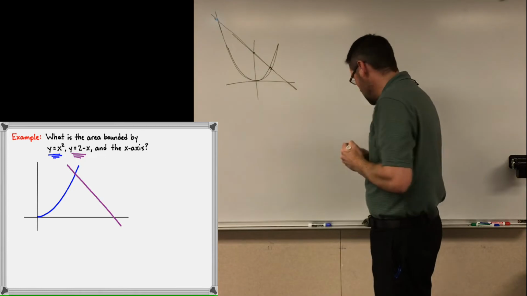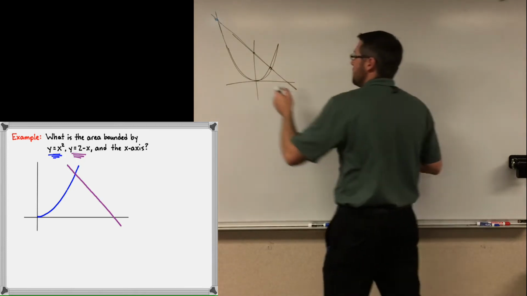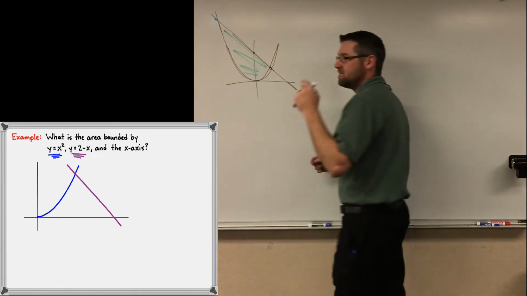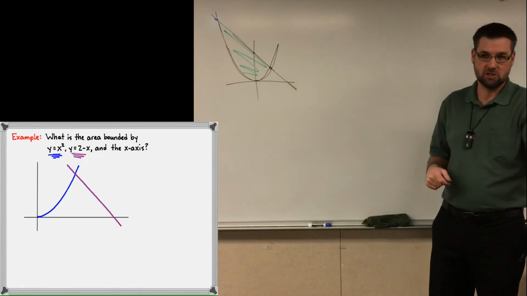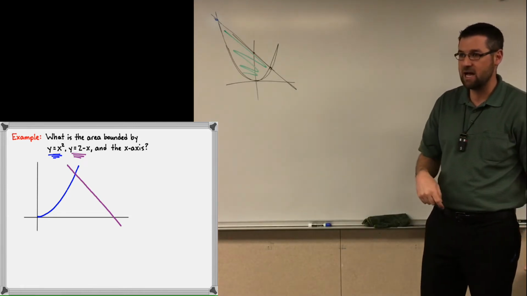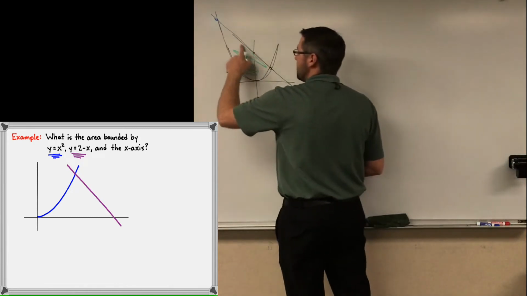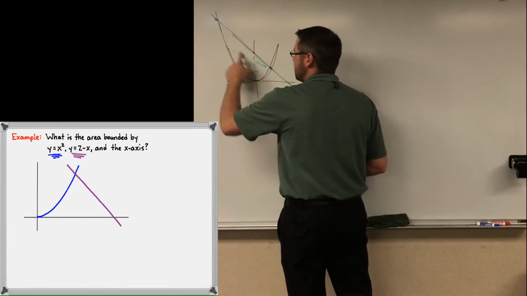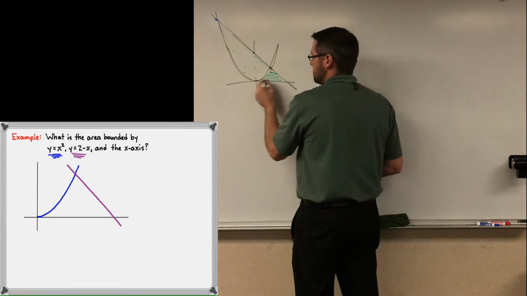That's true. But if I shade in this region, that is the region that's bounded by x squared and x and 2 minus x. Is it bounded by the x-axis? No, I don't want that then. I want the thing bounded by 3 things. So I'm looking for this piece.